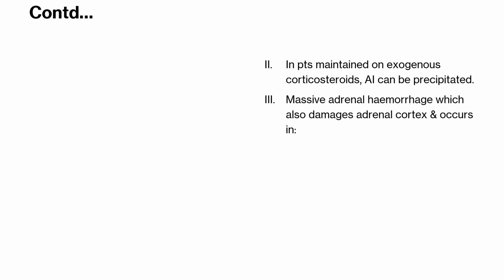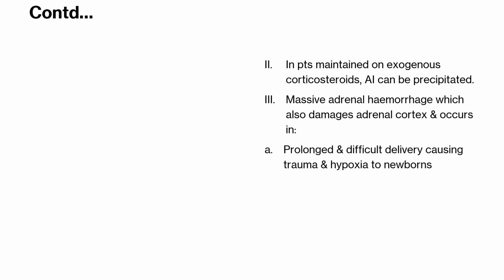Similarly, massive adrenal hemorrhage can also damage the adrenal cortex, and that also results in adrenocortical insufficiency. Massive adrenal hemorrhage can be seen in newborns who are exposed to prolonged and difficult delivery. Such delivery results in trauma and hypoxia to the newborns, and in those conditions the adrenal blood vessels will be more susceptible to damage. Massive adrenal hemorrhage can also be seen in patients maintained on anticoagulant therapy.